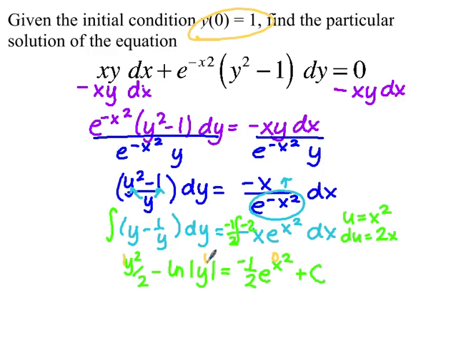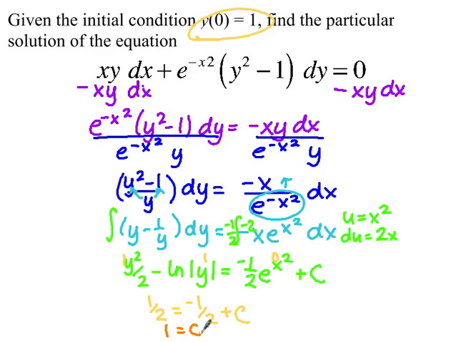So 1 squared over 2 is going to give me 1/2. What is natural log of 1? 0. What do I get here on the right side? What is negative 1/2 e to the 0 power? Negative 1/2 plus c. So in solving that, what do you get c to equal? 1, because you have to add 1/2 to both sides. So c equals 1, so here we go.